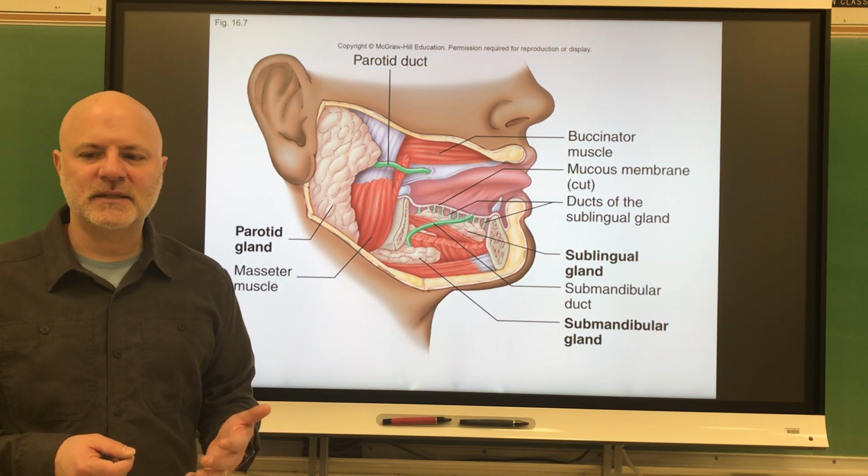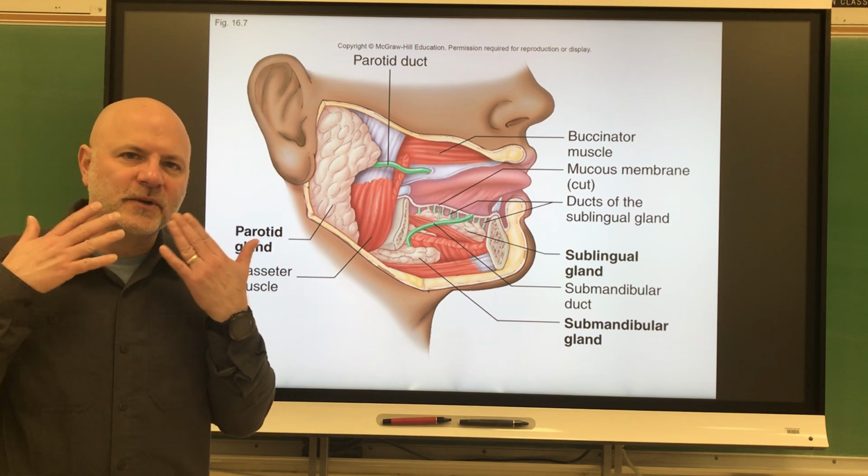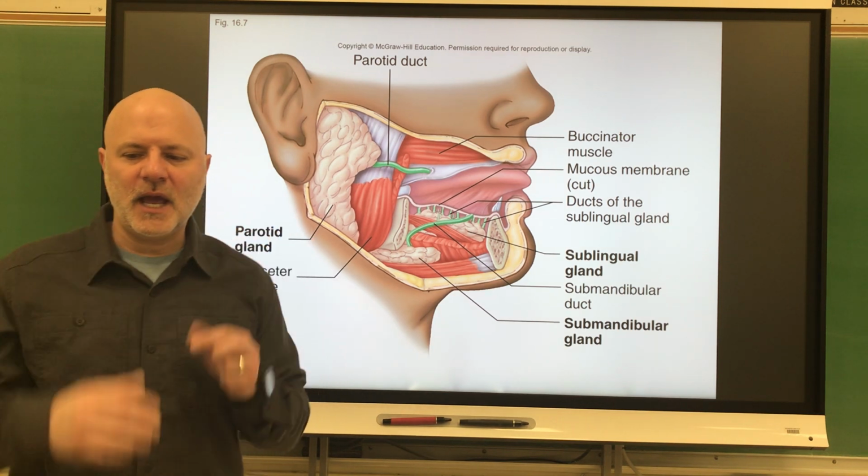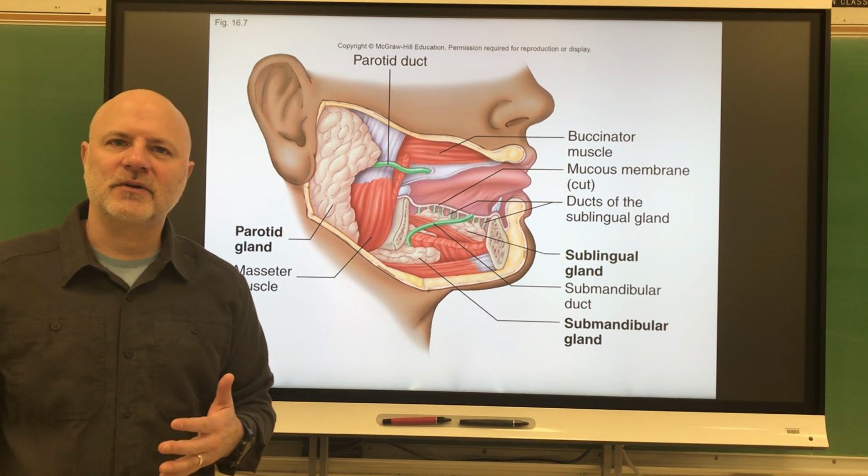It also cleans our teeth and mouth. So we don't just produce saliva while we eat, we produce saliva throughout the day. And in doing so, that's going to help clean out the food particles and bacteria in our mouth.